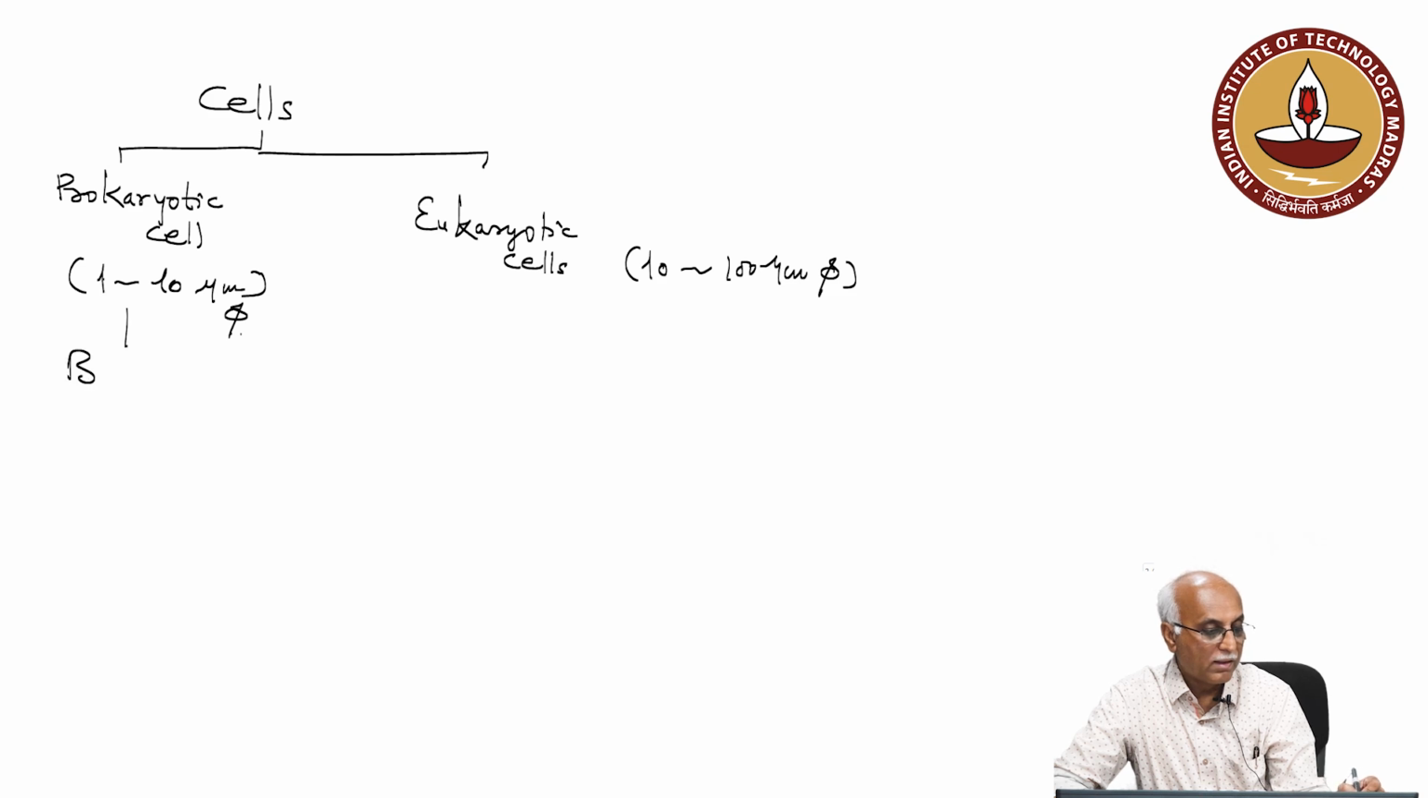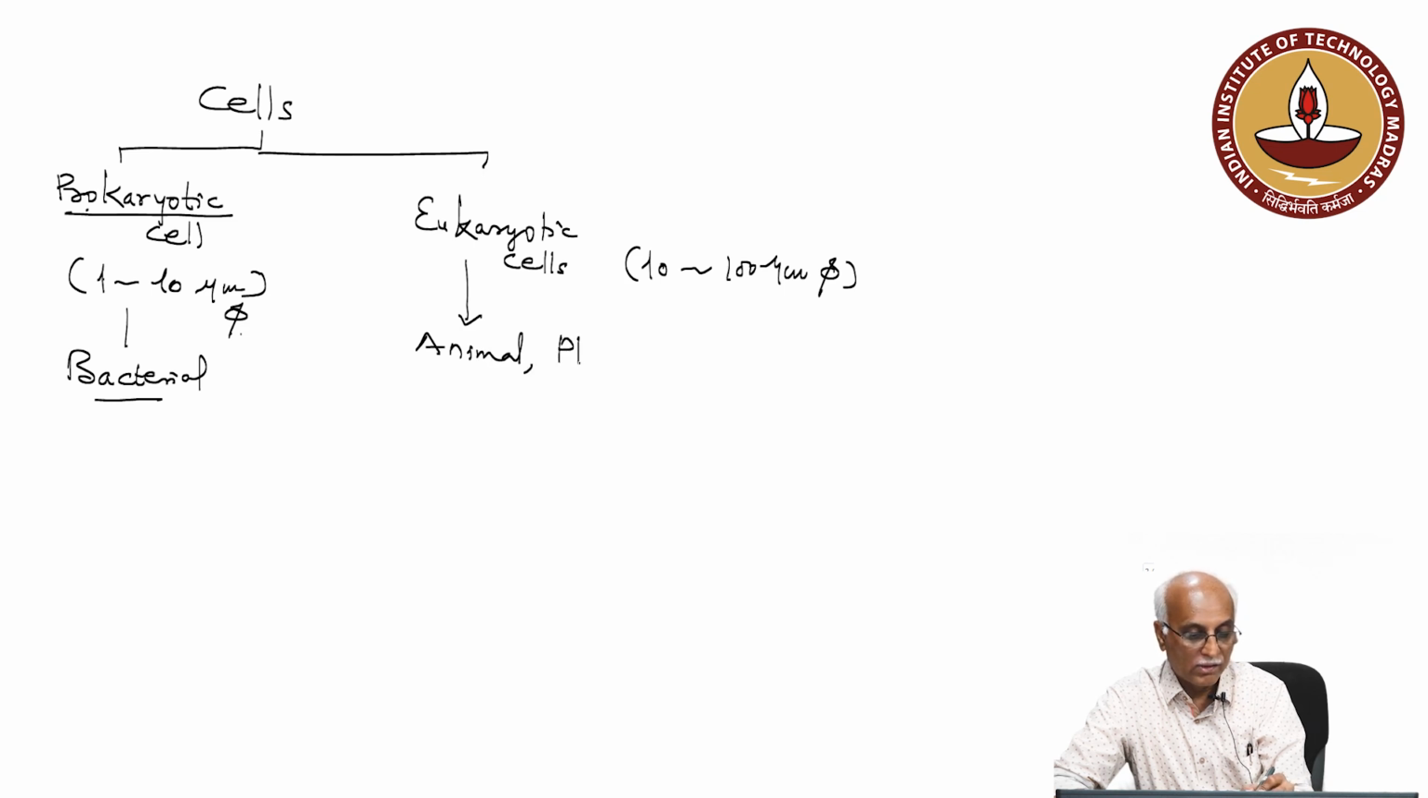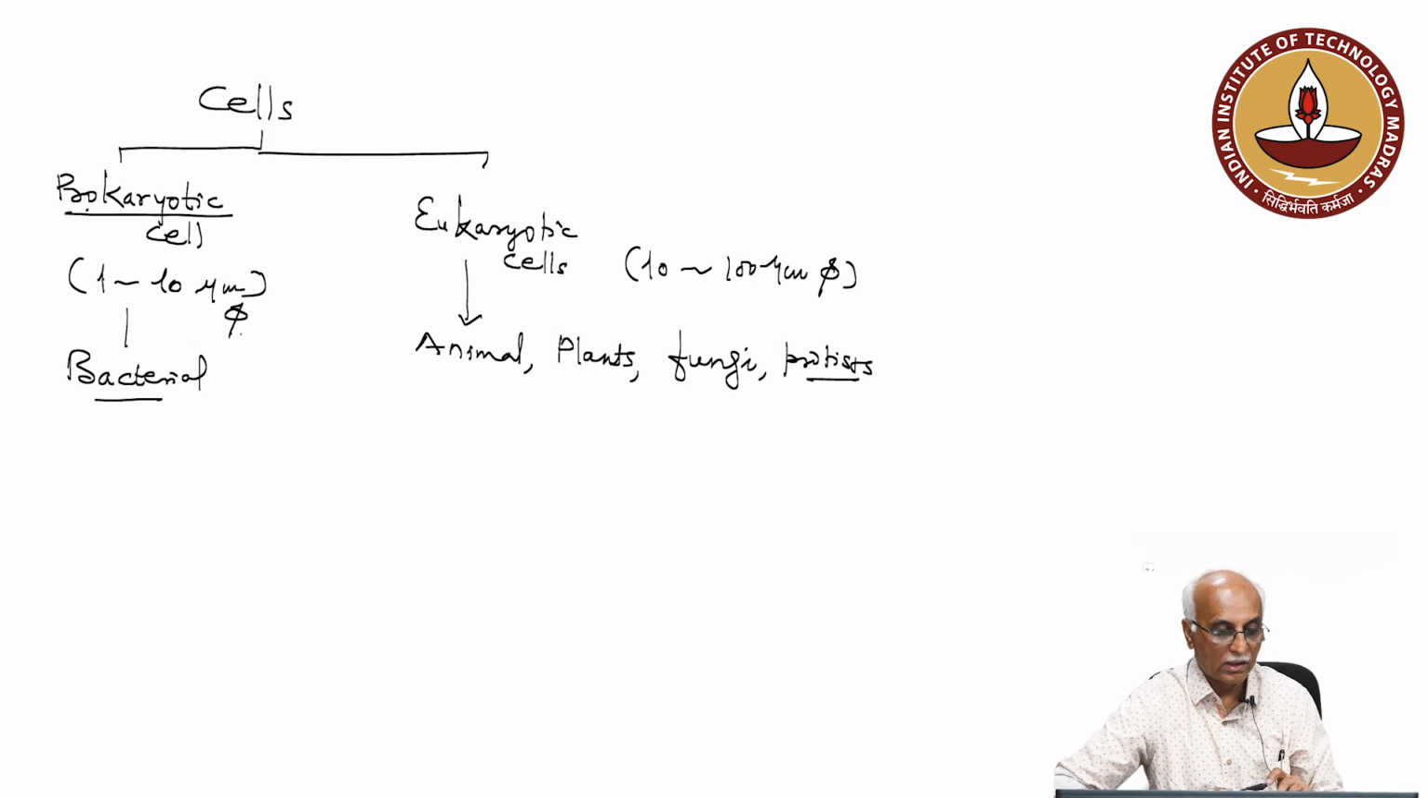So basically bacterial cells come under the prokaryotic cell structure, while eukaryotic cell structures are animal cells, plants, fungi, and protists, which are one-celled structures, etc. So they all come under eukaryotic cells, and they all contain, as we just discussed, proteins, lipids, carbohydrates, and nucleic acids, etc. And tissues are made up of these cells.